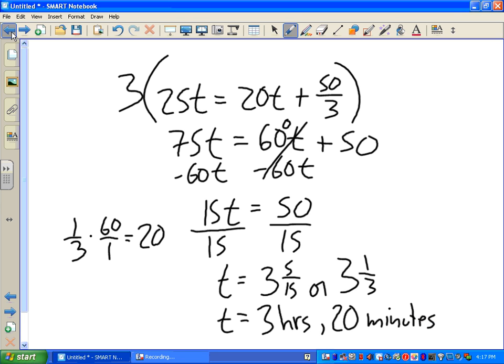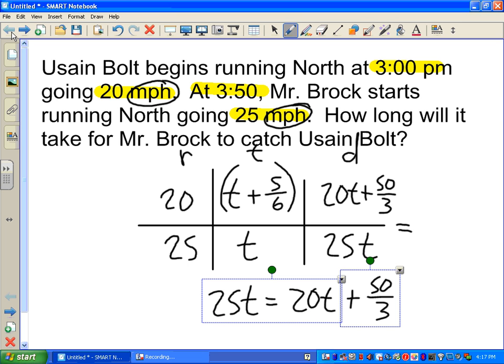Keep in mind that there's another way they could have asked this question. They could have given us the time that it took to catch up, in which case they would normally word it that Usain Bolt begins running later, and 3 hours and 20 minutes later, Mr. Brock begins running at 5 miles an hour faster. Then you would have to find the rate for each one of them.